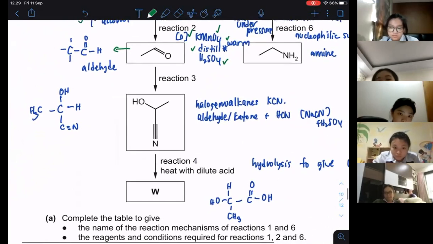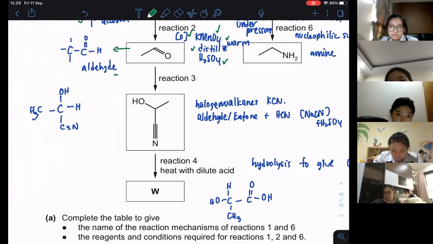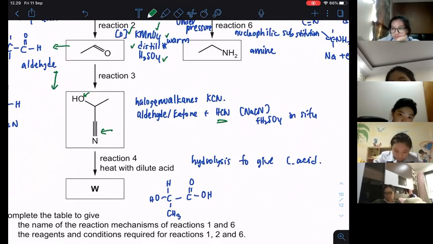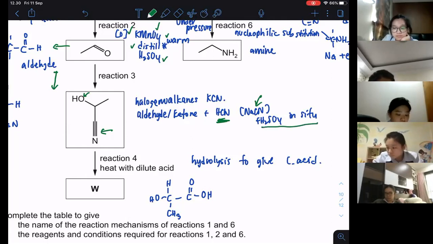Now the aldehyde after that is a carbonyl compound. When carbonyl compounds react with HCN, they will give you the nitrile and the OH. For this one, go and read about nucleophilic addition reaction. Even the previous sample past year paper, we have done this. When you want to react with HCN, the catalyst is NaCN, and to get HCN we prepare it by adding NaCN and H2SO4 in situ. In situ means within the same reaction vessel.